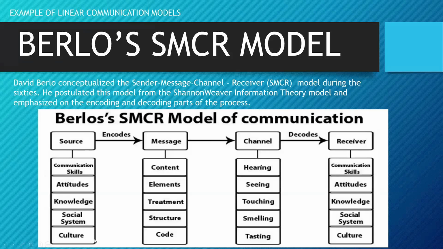And for the social system, so here in social system, the beliefs, religions, social status, values, and other social factors can affect how the sender communicates the message and how the receiver receives or understands the message. And lastly, of course, we have the culture.